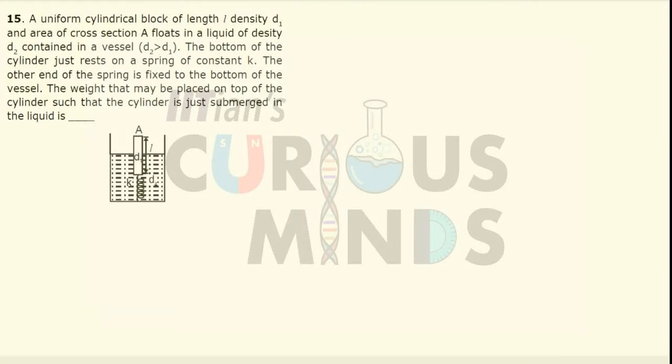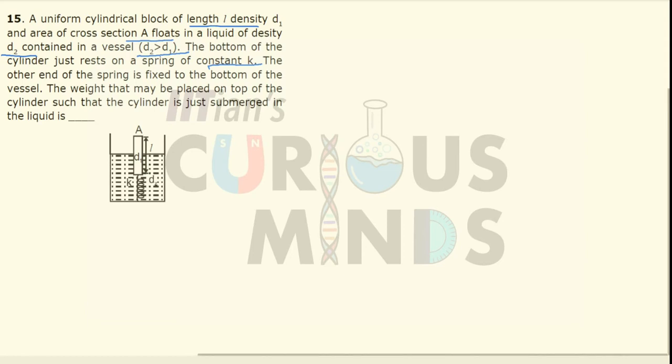A uniform cylindrical block of length L, density d1 and cross-sectional area A floats in a liquid of density d2 contained in a vessel. d2 is greater than d1. So it means that the density of the liquid is greater than the density of the cylindrical block. The bottom of the cylinder just rests on the spring of constant K. The other end of the spring is fixed to the bottom of the vessel. The weight that must be placed on the top of the cylinder such that the cylinder is just submerged in the liquid will be equal to.